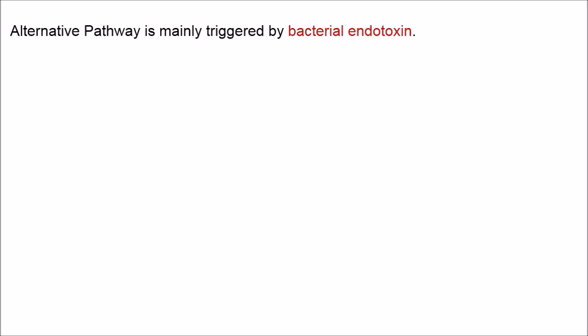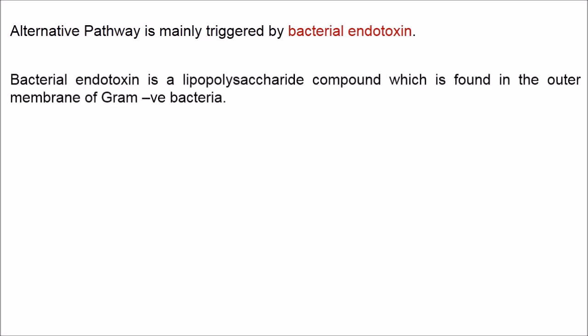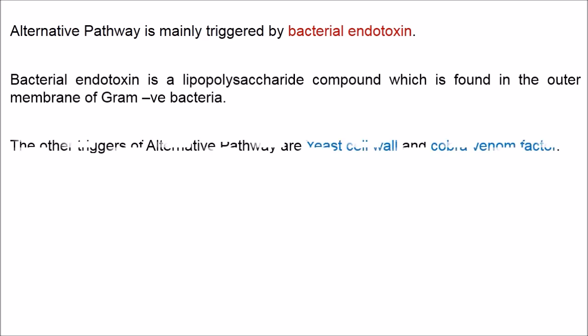The alternative pathway is mainly triggered by bacterial endotoxin. Bacterial endotoxin is a lipopolysaccharide compound in the outer membrane of gram-negative bacteria. The other triggers of the alternative pathway are yeast cell wall and cobra venom factor.